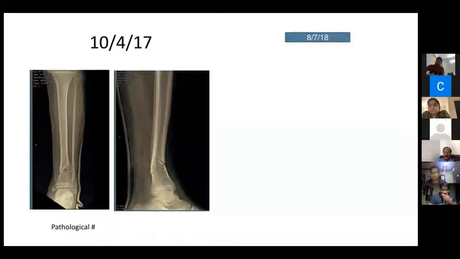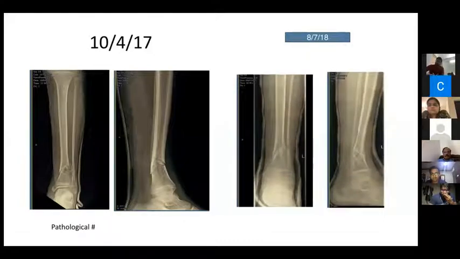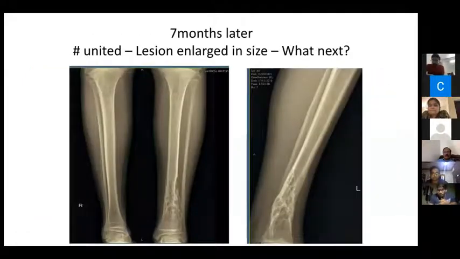Right. So let us see what was done for this patient. It was immobilized, and you can see the angulation. See, the fracture is united, but the lesion has enlarged in size. So what will you do? If it's large, curettage and then fixation. All right.